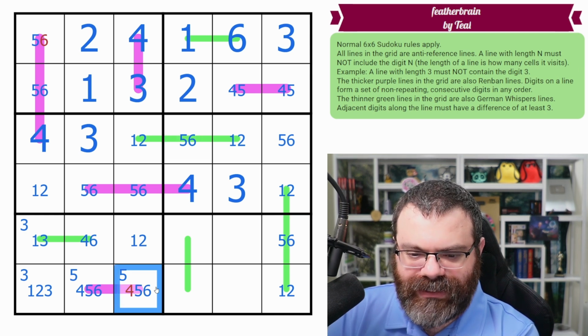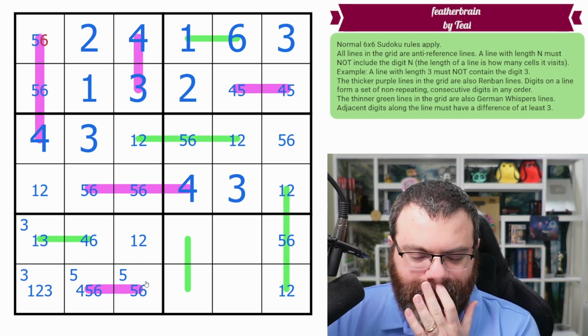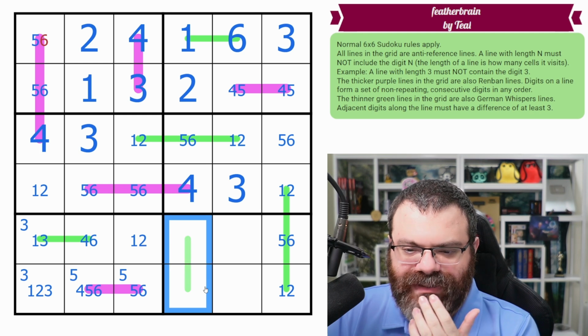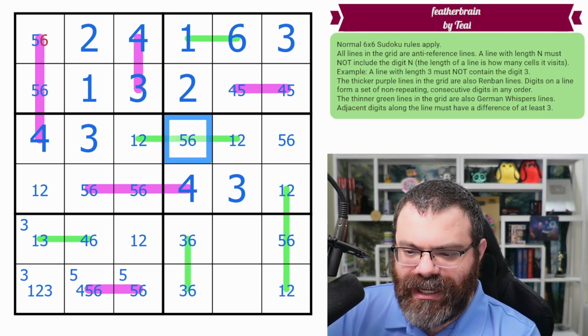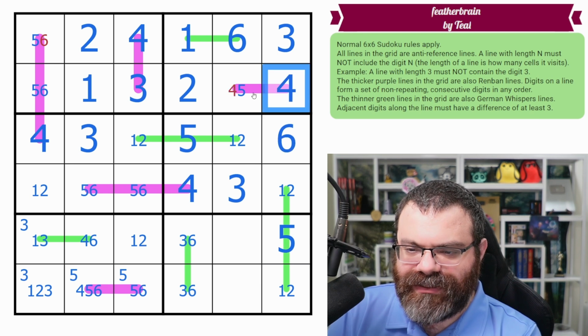5, 6 pair, 5, 6 pair. This is not a 4. Maybe we can do something with this now. It has a 3 on it, so it has to be 3, 6. So that's going to do a lot. That makes this a 5 and this a 5. That's a 6. This is 4 and 5.